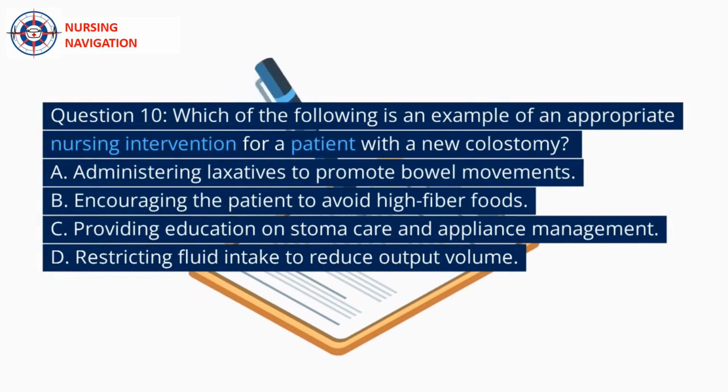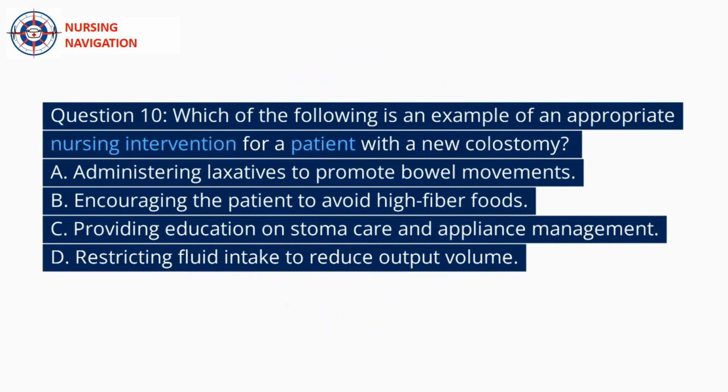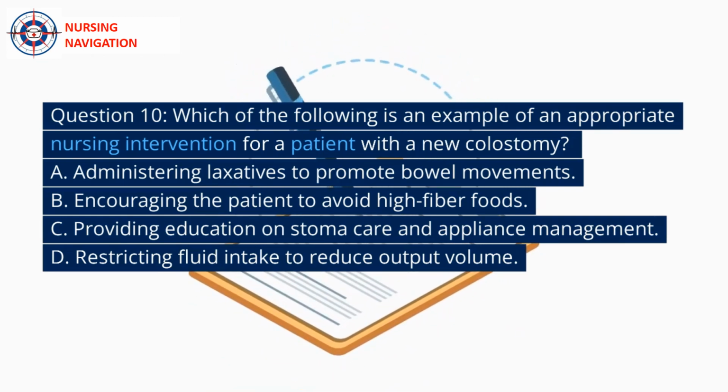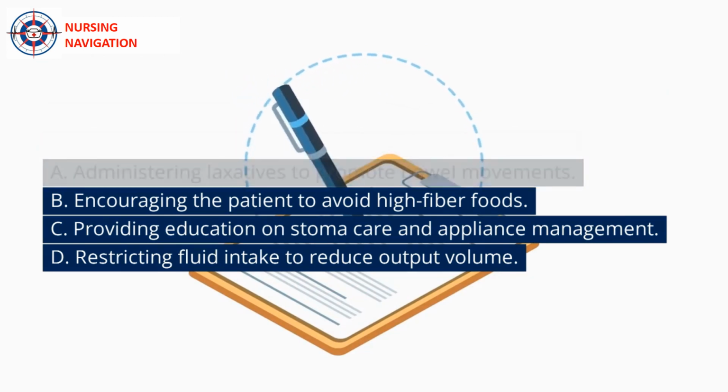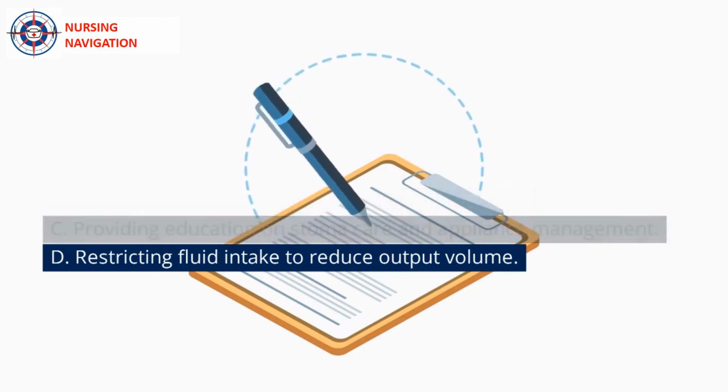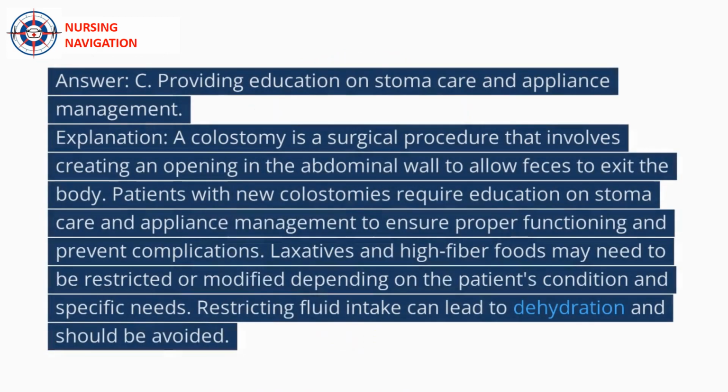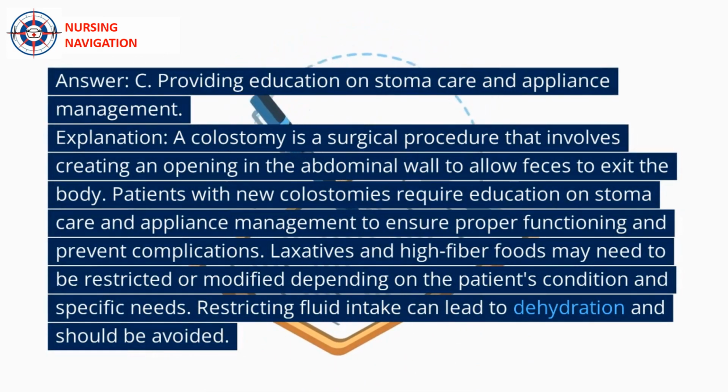Question 10. Which of the following is an example of an appropriate nursing intervention for a patient with a new colostomy? A. Administering laxatives to promote bowel movements. B. Encouraging the patient to avoid high-fiber foods. C. Providing education on stoma care and appliance management. D. Restricting fluid intake to reduce output volume. Answer. C. Providing education on stoma care and appliance management.